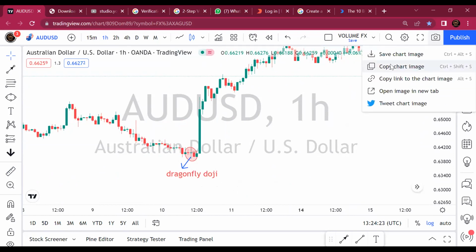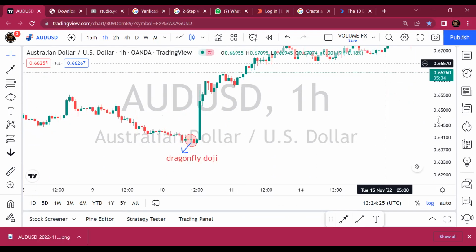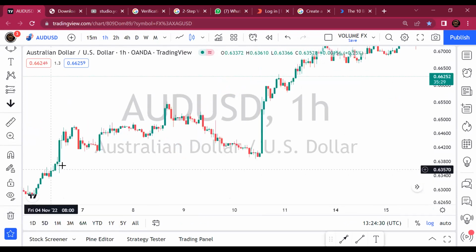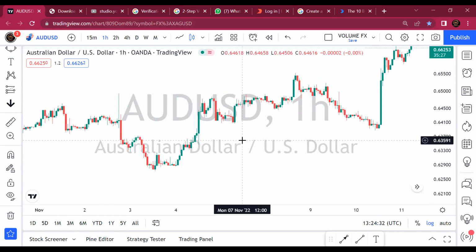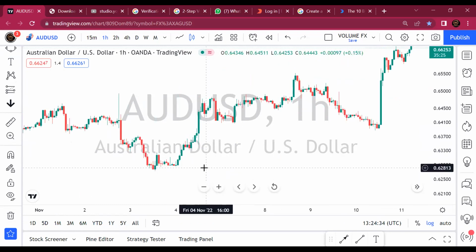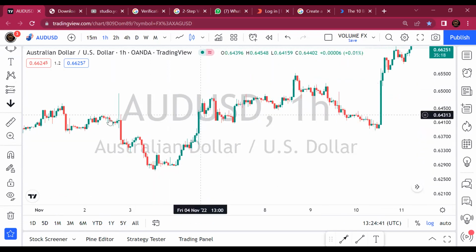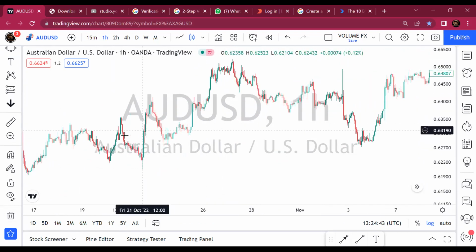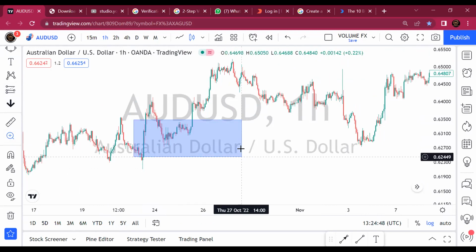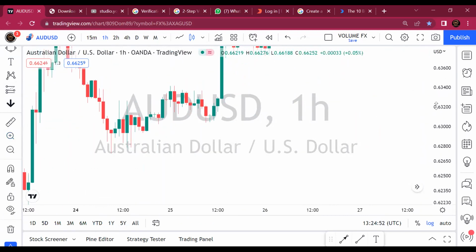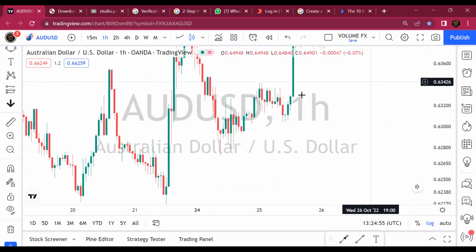Then come here and save the chart image. After you do that, when you go to your next one, just remove the drawings. Where are you going to be looking for your dragonfly doji? At the bottom, not here, because you're expecting price to go up. So in this kind of scenario, this is where I'm looking.